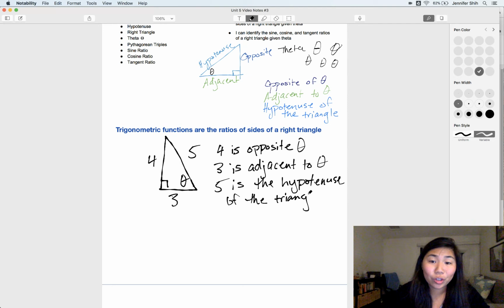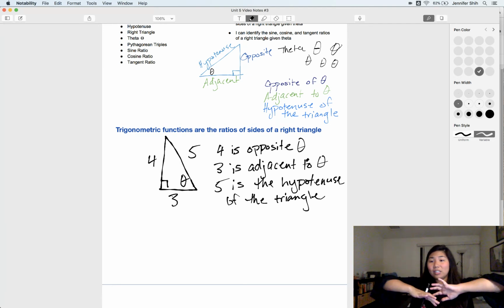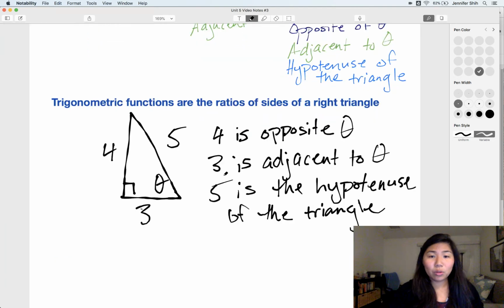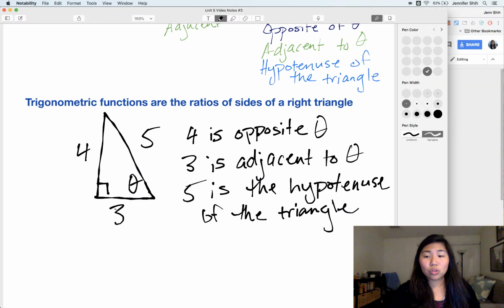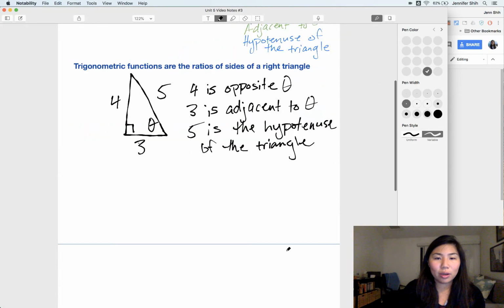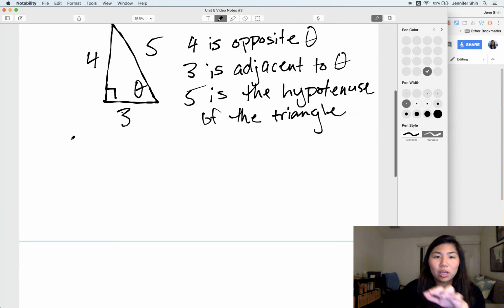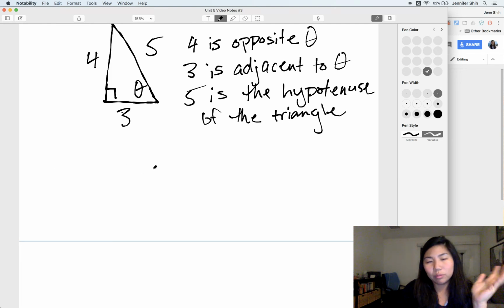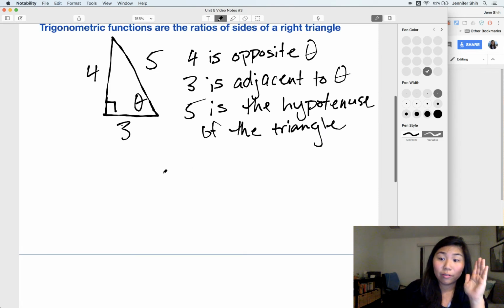I mentioned earlier that trigonometric functions relate all kinds of natural phenomena in the world, and it's because of these magic ratios. These ratios are so important that we even gave them names. But let's talk about what the types of ratios are first. I'm going to name the ratios and you're going to have to follow along.